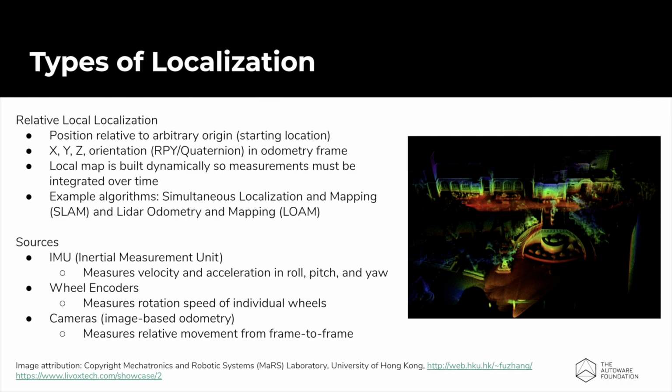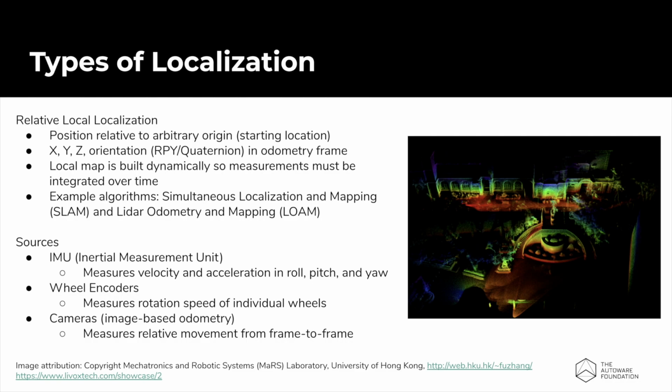It's just a point in free space with which you can relate your current location and measurements taken at your current location. That also is represented by X, Y, and Z measurements and orientation in roll, pitch, yaw, or quaternions, but it is done in a different frame of reference, usually referenced as the odometry frame. The major difference between relative local localization and absolute local localization is that the local map is built dynamically. So the measurements you take with your sensors must be integrated over time and built into a dynamic map.